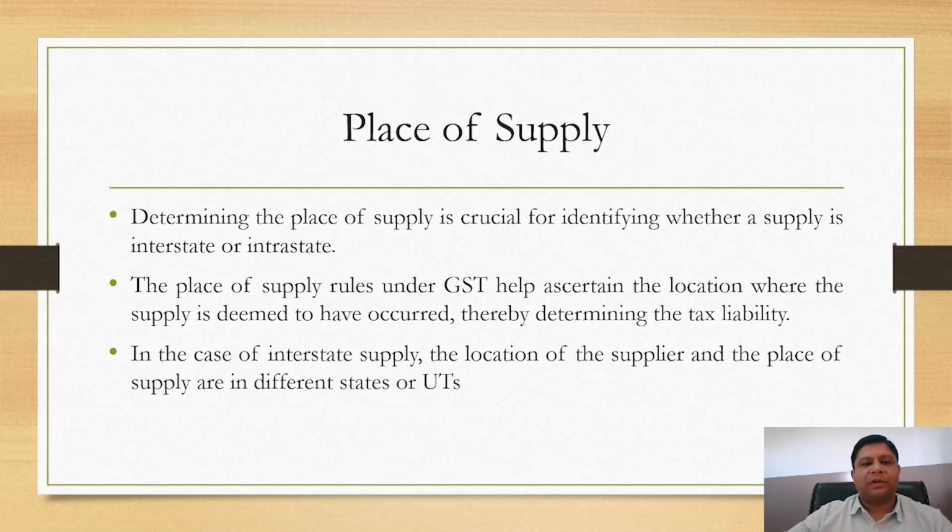Now, let's talk about place of supply. Determining the place of supply is crucial for identifying whether a supply is interstate or intrastate. The place of supply rules under GST help ascertain the location where the supply is deemed to have occurred, thereby determining the tax liability. In the case of interstate supply, the location of the supplier and the place of supply are in different states or union territories.